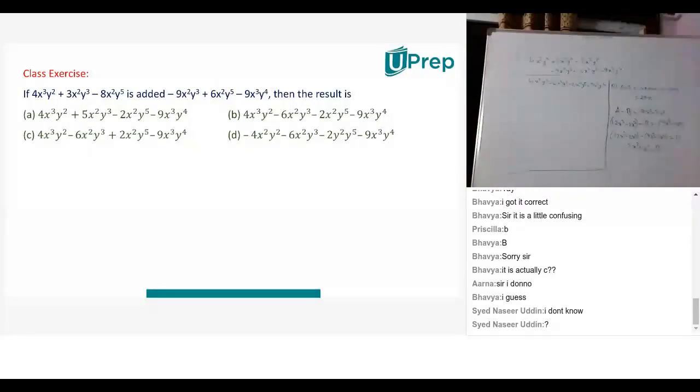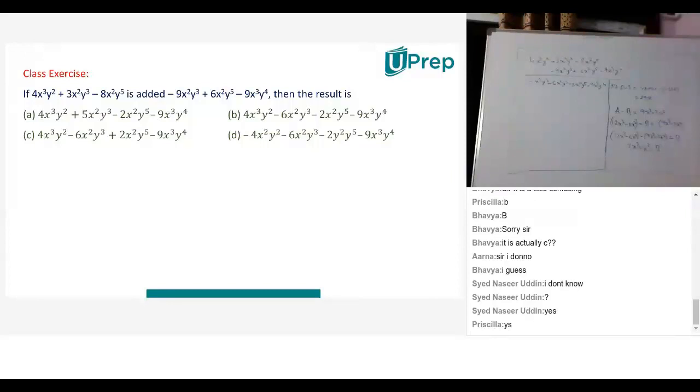So children, what is the answer in this case? The answer is option B. Bhavya got it, Priscilla got it. Children, make a note of this please. Those who have not got it, make a note of this. Then type in a yes if you are done with this. We can go on to the next question. Type in a yes, please. Arna, are you done now? Did you get it? Okay, we are moving on.